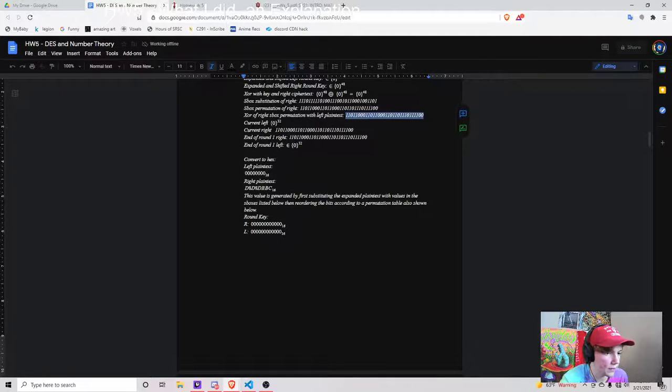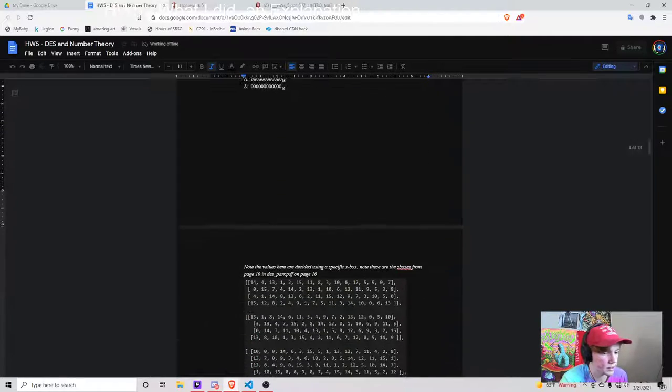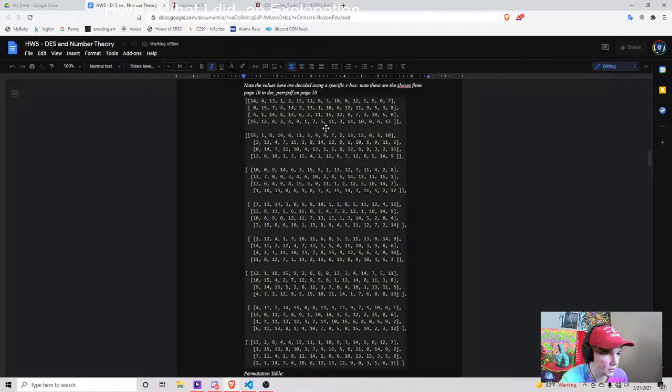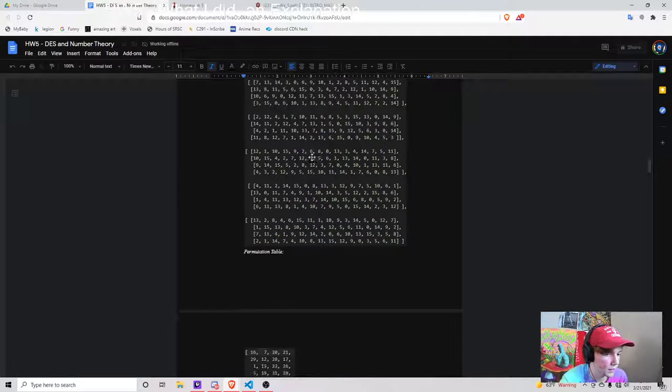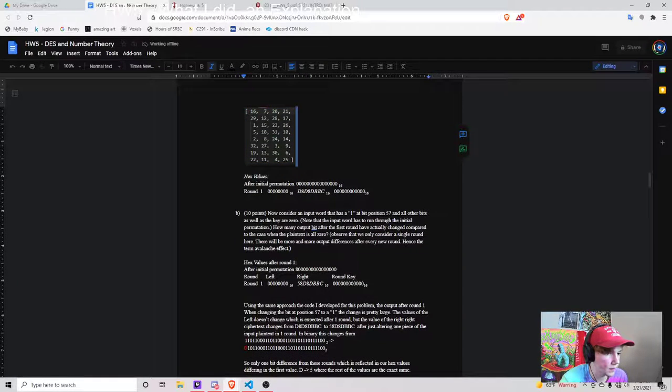Then the current left value after the round is just all zeros. The current right value is this. Int of right round 1 is this. And int of right round 1 left is this, just being explicit over there. Then I converted it into hex, which isn't really required. I also included the S-boxes that I used. These are the standard S-boxes that you can get from notes. And then I also included my permutation table.